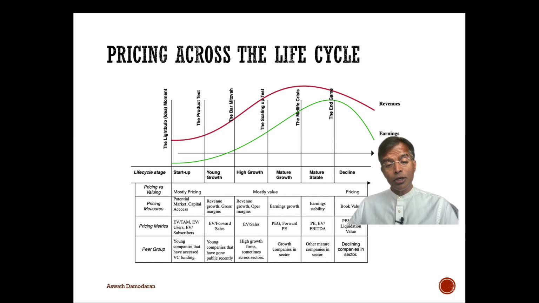At each stage, your peer group might differ, but you're going to see pricing evolve as you go through the life cycle. So you tell me where companies are in the life cycle, I can probably guess what kind of multiples you're most likely to see with these companies.